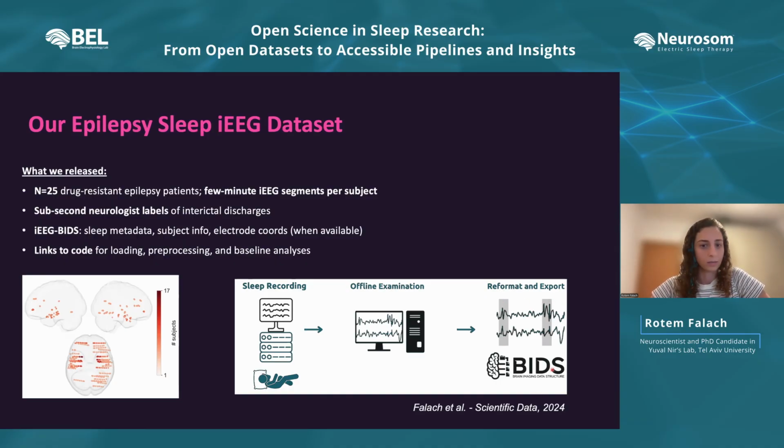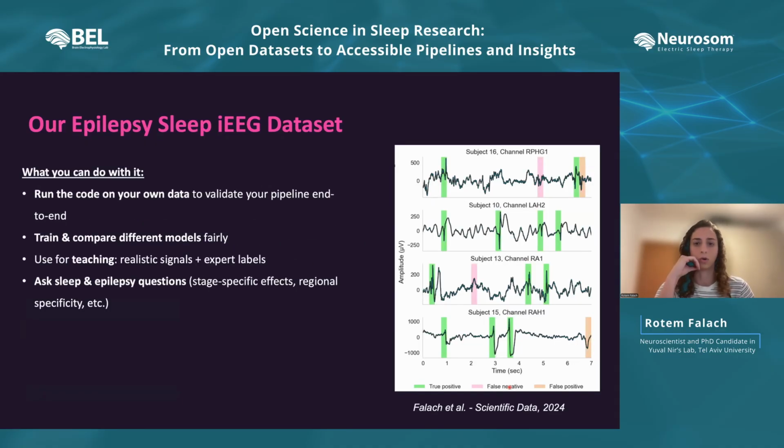But anyway, we then extracted this to BIDS format, the Brain Imaging Data Structure. We also have some metadata with the sleep scoring and some coordinates of the electrodes. I must say it's only a few minutes for each patient, but in terms of the number of events, we have almost 800 events. So we used it to train a machine learning model, which learns how to detect these events.